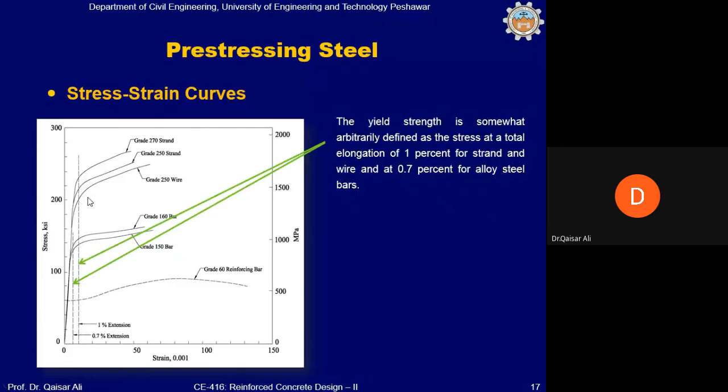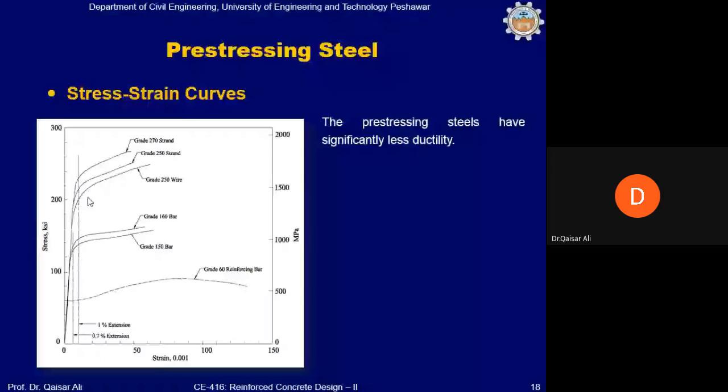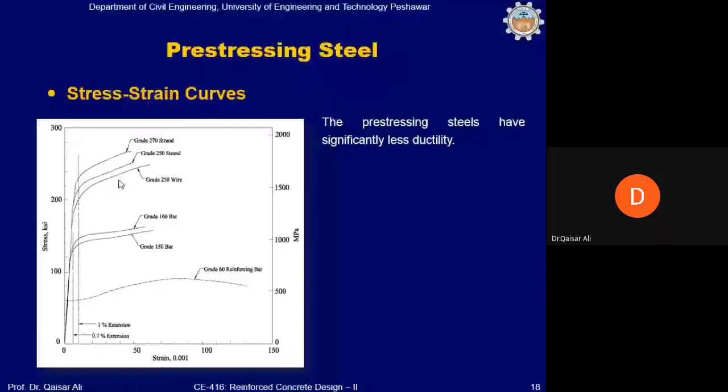The pre-stressing steels have significantly less ductility as compared to grade 60. You can see this is highly ductile, but we don't need ductility in this case, because we don't allow our pre-stressed members to be subjected to tensile stresses, and therefore ductility is not an objective to be achieved in pre-stressed members.